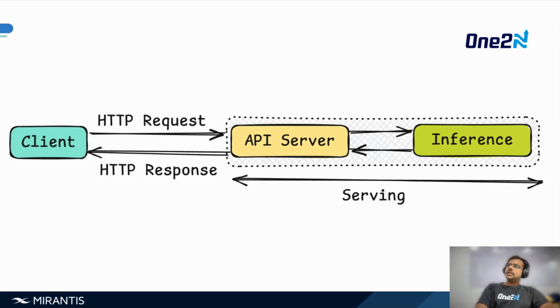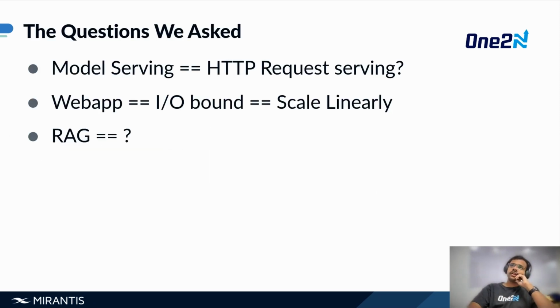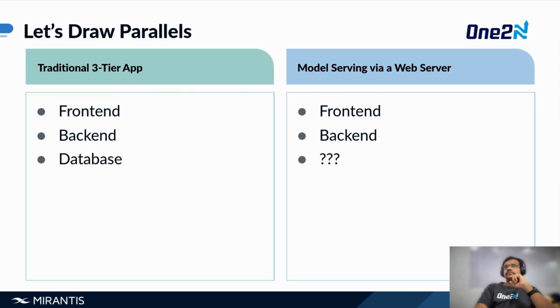And while we were exploring how do we do that with LLM-based applications, specifically RAG, we got introduced to these new terms, inferencing and serving. And the question that we asked is, is model serving the same as HTTP request serving? Is it the same as scaling a web app, which is mostly IO bound? And this is what we wanted to ask in the context of RAG.